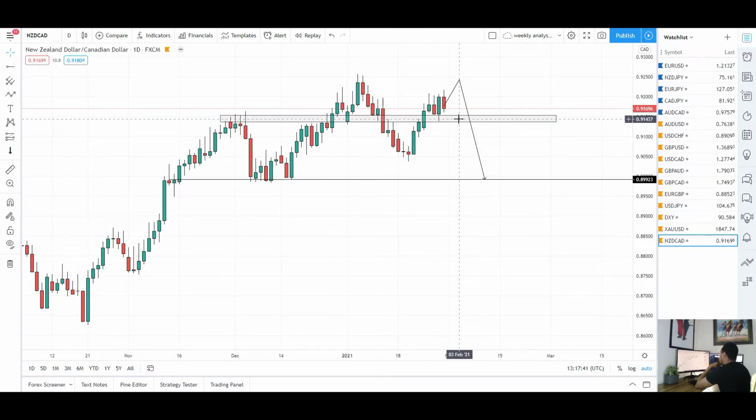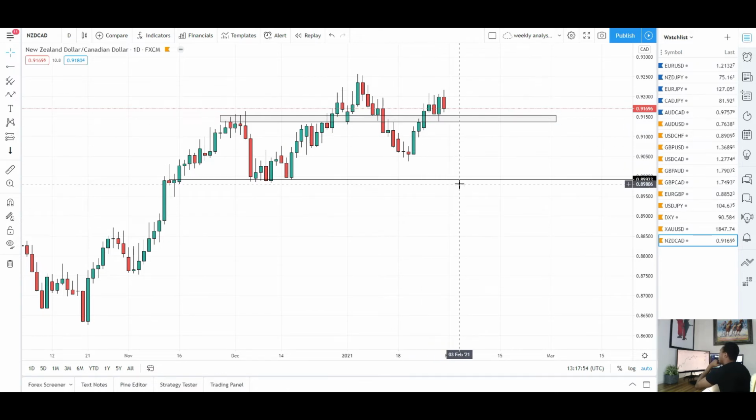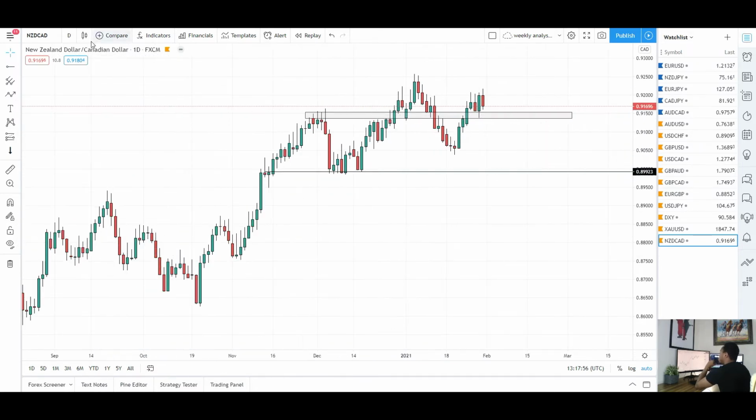As long as we stay above that level and respect that support, we can probably expect further continuation to the upside to go and respect the prior high for NZD CAD, or maybe even create a higher high before we start to see a drop for this pair, because I do think the longer move is still to the downside, because we are probably due some retracement.